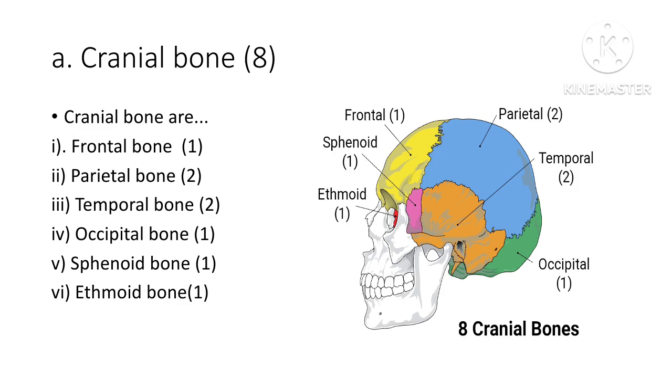The third one is the temporal bone, which forms the lower sides of the skull and contains the ear canals and the jaw joint. Fourth one is the occipital bone, which forms the back of the skull and the base of the skull. Fifth one is the sphenoid bone, which forms the central base of the skull and helps to connect the cranial bones together, and the last, sixth one is the ethmoid bone, which forms the roof and sides of the nasal cavity.